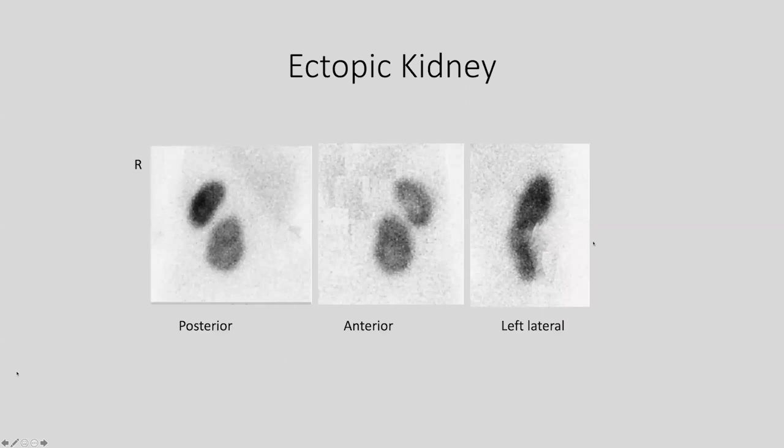Here's a more dramatic example of an ectopic kidney, and this is probably seen quite well with ultrasound as well. But if the ultrasound does not find the ectopic kidney, DMSA is useful to identify the functional renal mass in an ectopic kidney.